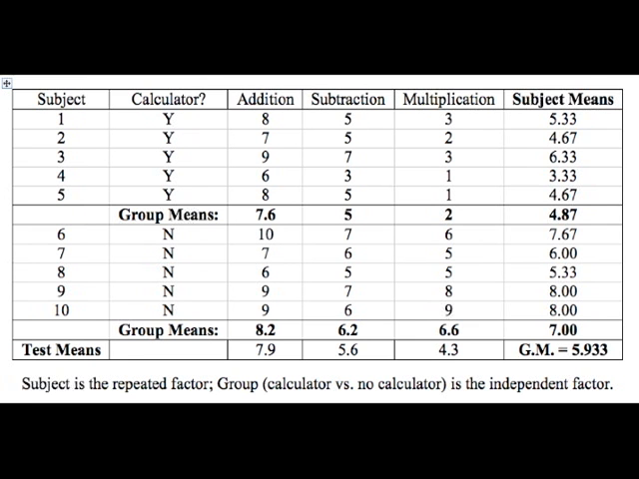So we have 10 subjects that are broken into a yes calculator and a no calculator group. And then there are 3 math tests where the subjects all completed a 10-point addition test, a 10-point subtraction test, and a 10-point multiplication test. And these are the scores out of 10 for each participant on the 3 tests.